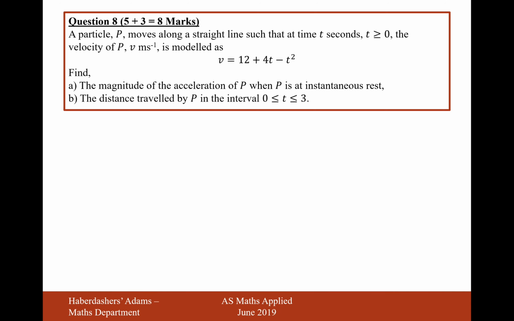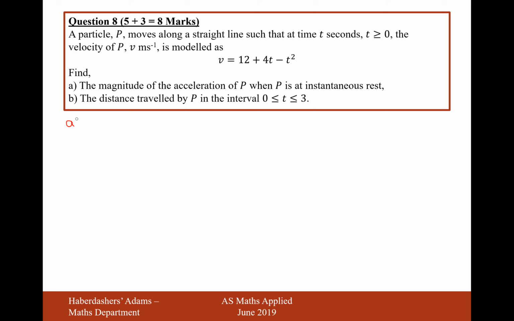Here we're looking at question 8, the final mechanics question. A particle P moves along a straight line such that at time t seconds, where t is greater than 0, the velocity of P, which is v meters per second, is modelled as v equals 12 plus 4t minus t squared. Find the magnitude of acceleration of P when P is instantaneously at rest.